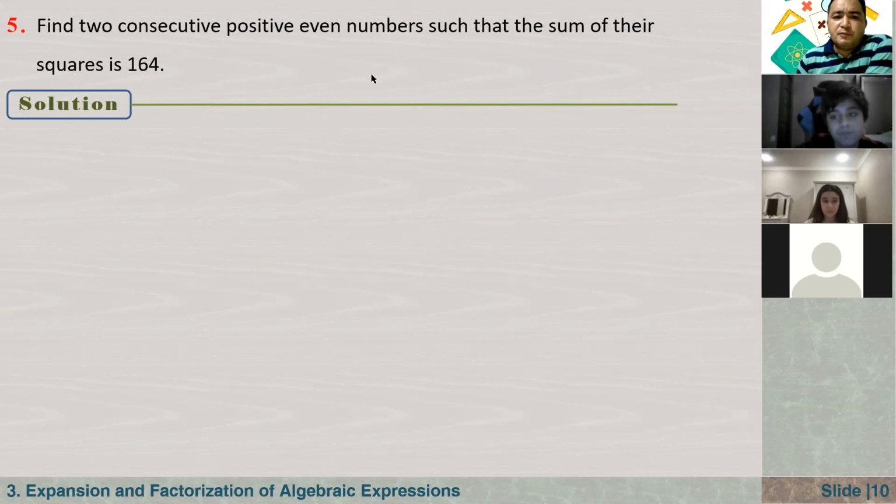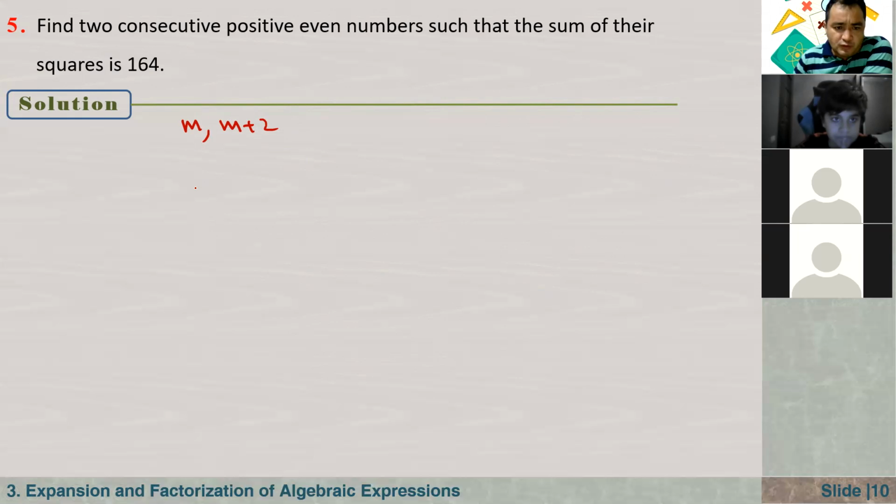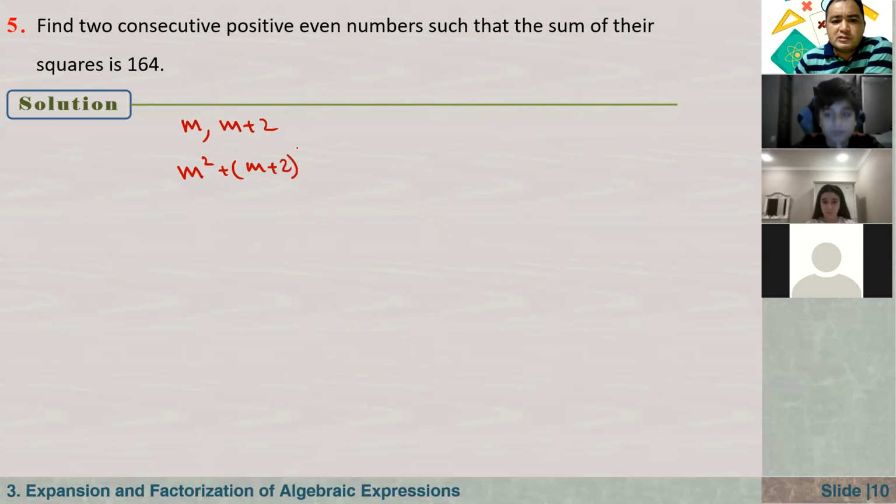So find two consecutive positive even numbers such that the sum of their squares is 164. So if we are talking about 2, 4, 6, 8, if the smaller of these numbers is n, not n, but here let me use m. So here the first one is m. The next one should be m plus 2, because m plus 2 is followed by m, right? After m, we have m plus 2. And the sum of their squares. So here we have m squared plus (m plus 2) squared. That is equal to 164, right?